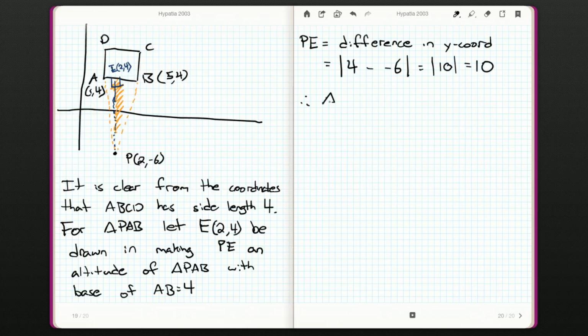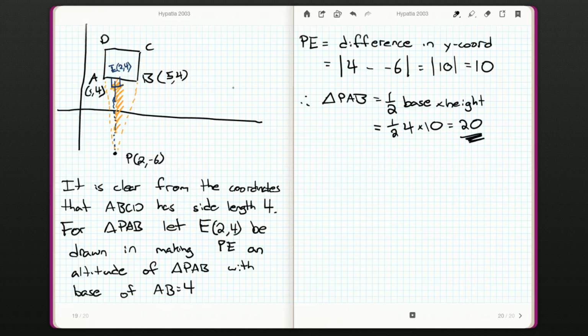So triangle TAB, the area is going to be 1/2 base times height, which is a formula we encounter oh so often on these contests. And the base is 4, and the height is 10. And we're going to get 20 as desired. So we've shown that it is 20, and we've explained our reasoning.